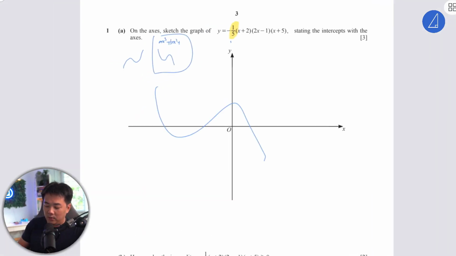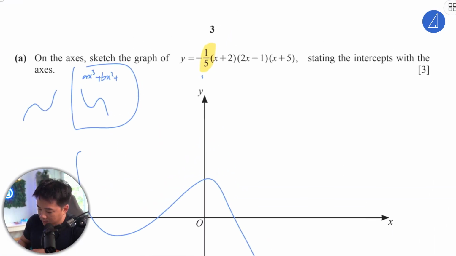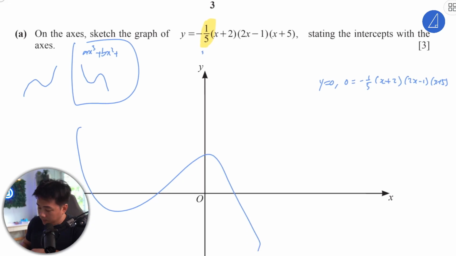But we also need to find the intercepts of this curve, so we're going to solve for them. Very quickly, we let y be 0. Then 0 equals -1/5 (x + 2)(2x - 1)(x + 5). Essentially, by the zero factor theorem, x equals -2, or 1/2, or -5.